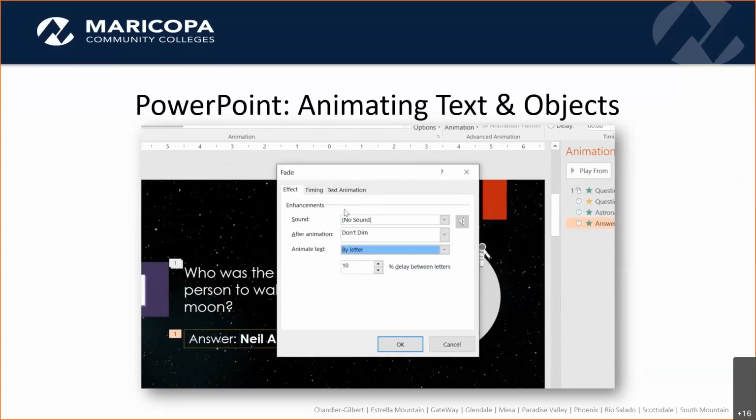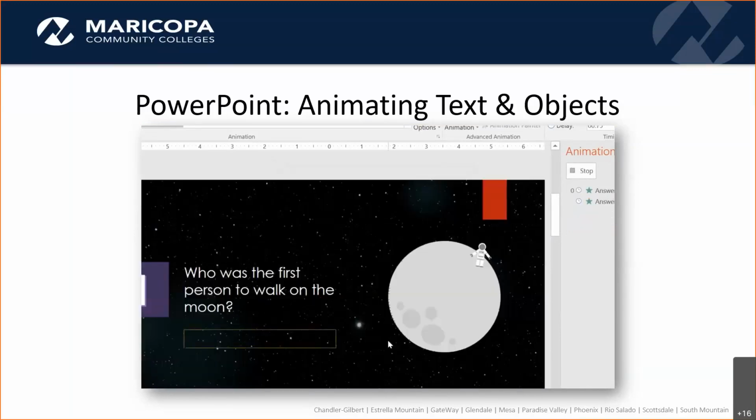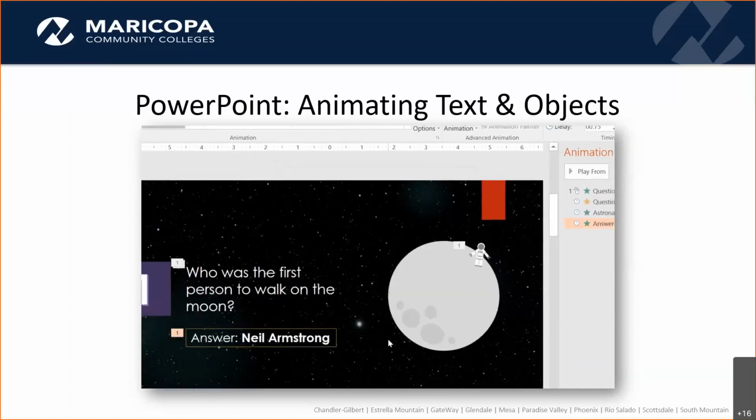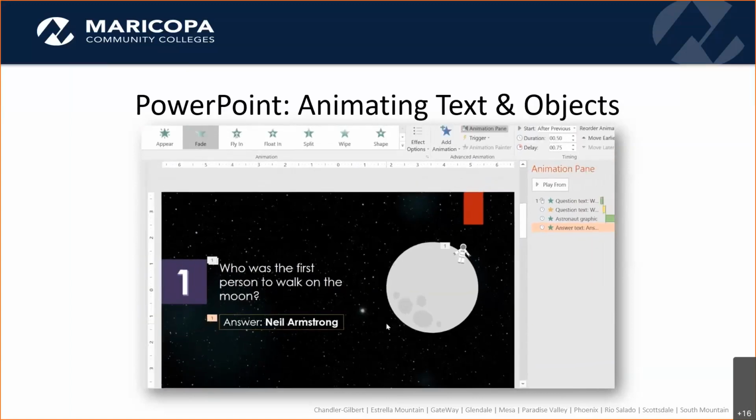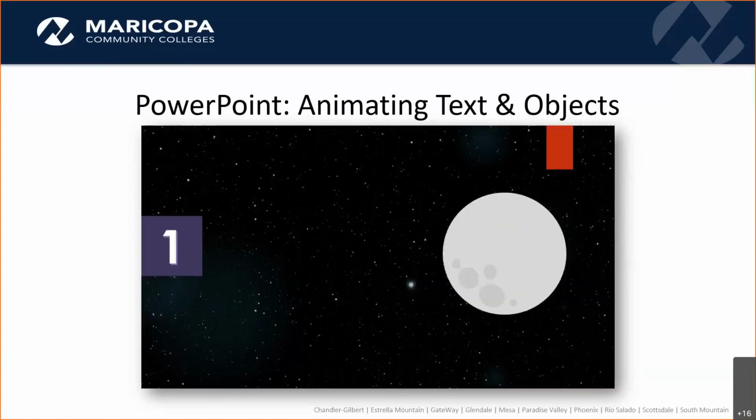If we go to the Timing tab, we can adjust things like the speed of the effect and whether or not it repeats. I'm going to add a tiny bit of delay to give the audience more time to think of the answer. And that looks perfect. Now I'm going to play the entire slideshow so we can see the finished product. We'll just click the mouse to trigger the first effect, which triggers the next one automatically, and then the next one.